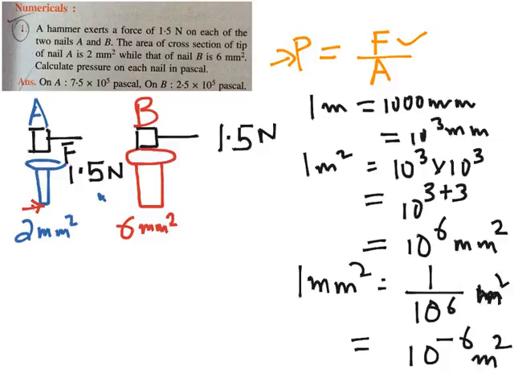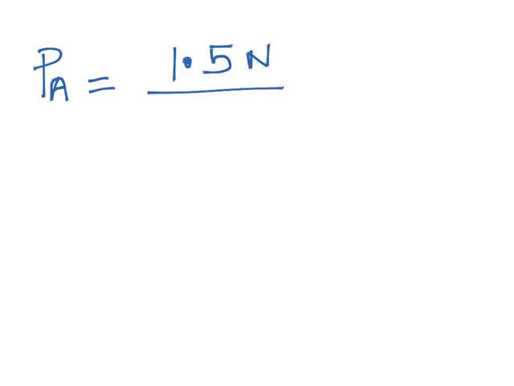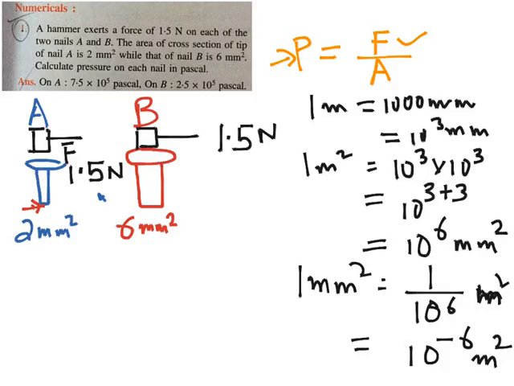Now for nail A, we'll go to the next page and try to do nail A. For nail A, the pressure is equal to force, that is 1.5 Newton. I will write the unit so that you will remember. Divided by how much? What was the area given? The area was given 2 millimeters square. But 2 millimeters square is nothing but 2 into 10 to the power minus 6 meter square. We have converted everything in SI units.